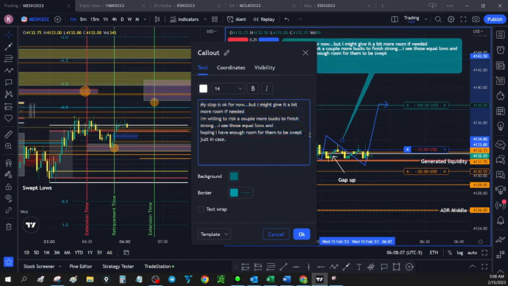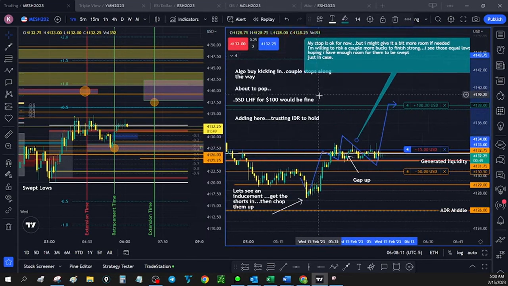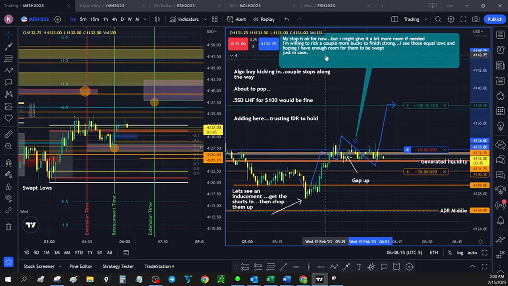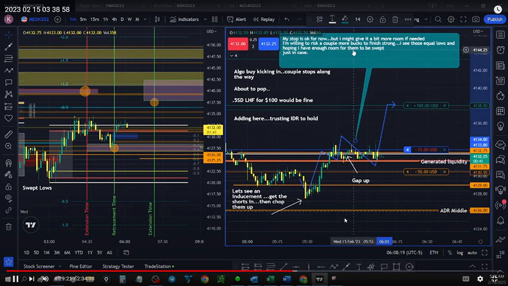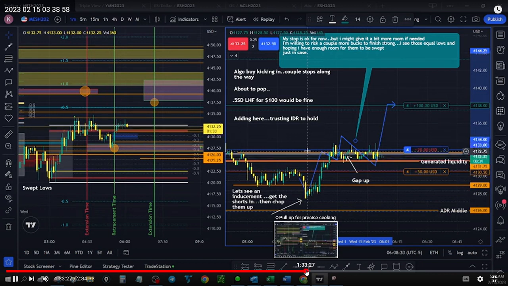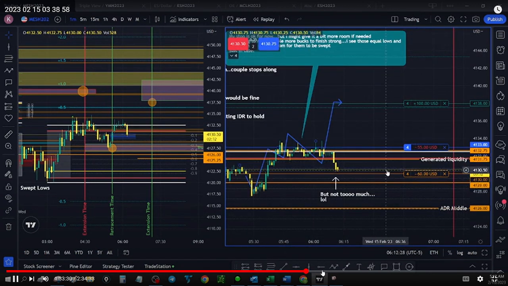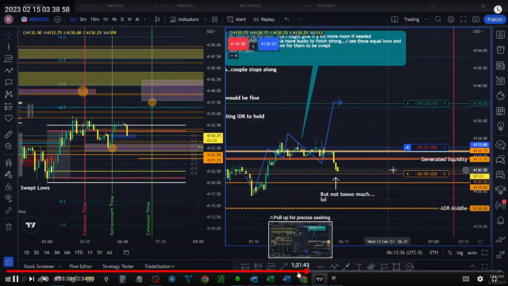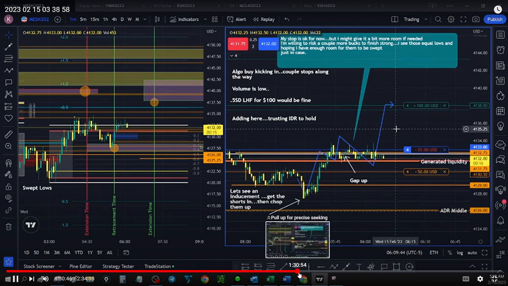Okay, so just kind of reading these annotations here. Oops. All right, I'm going to fast forward a little bit more. Okay, yeah, I think I do get stopped out. So let's back up just a hair. Here's what I was saying.